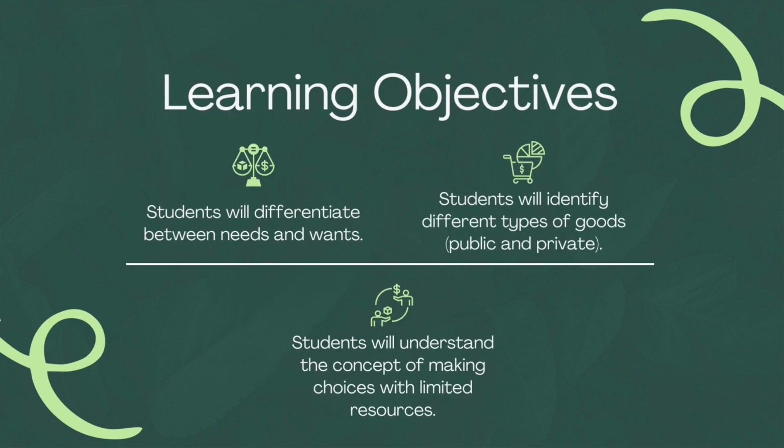There are 3 learning objectives for this lesson. The first one, students will differentiate between needs and wants. Students will identify different types of goods, public and private, and students will understand the concept of making choices with limited resources.